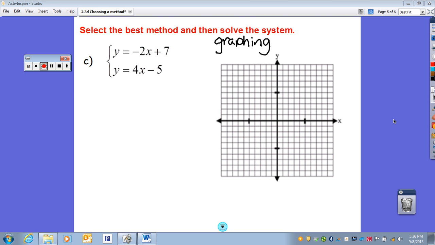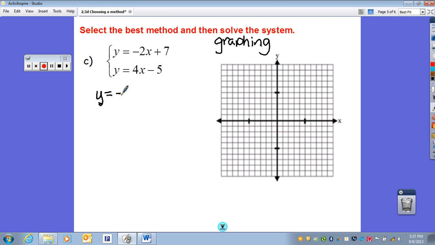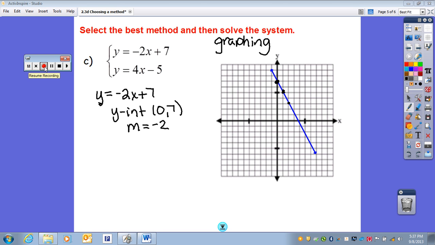In our first equation, we have y equals negative 2x plus 7. My y-intercept is at 0, 7, and my slope is negative 2, which is negative 2 over 1. So I'm going to put my y-intercept at the point 0, 7, and then I'm going to use my slope to find my other points. Down 2 over 1, down 2, and over 1. Then I'm going to graph that line. Be sure to label that line with our equation, which is y equals negative 2x plus 7.